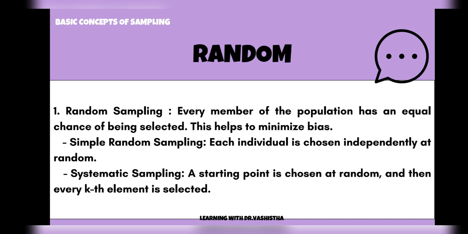Now this random sampling is further divided into two parts, which are simple random sampling and systematic random sampling. In the simple one, each individual is chosen independently, at random, whereas in systematic random sampling, a starting point is chosen at random, and then after it every fixed kth or nth element is selected. So basically the nature is random here, but the method of choosing is a little systematic. That's why it's called systematic random sampling.